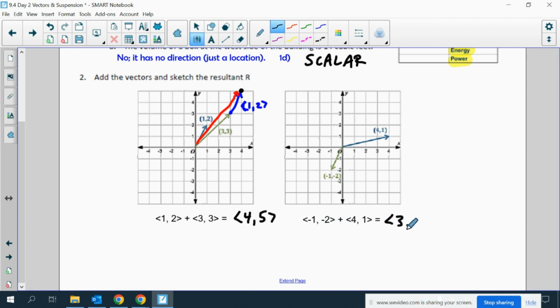We can do the same thing over here. So this vector we know should end up being 3, negative 1. If I take this vector 4, 1 and go 1, 2, 3, 4, 1, notice that my resultant vector from the origin would be 3, negative 1. It does not matter which vector I start with. So if I use this colored one and I go negative 1, negative 2, notice that I still end up with the vector 3, negative 1.